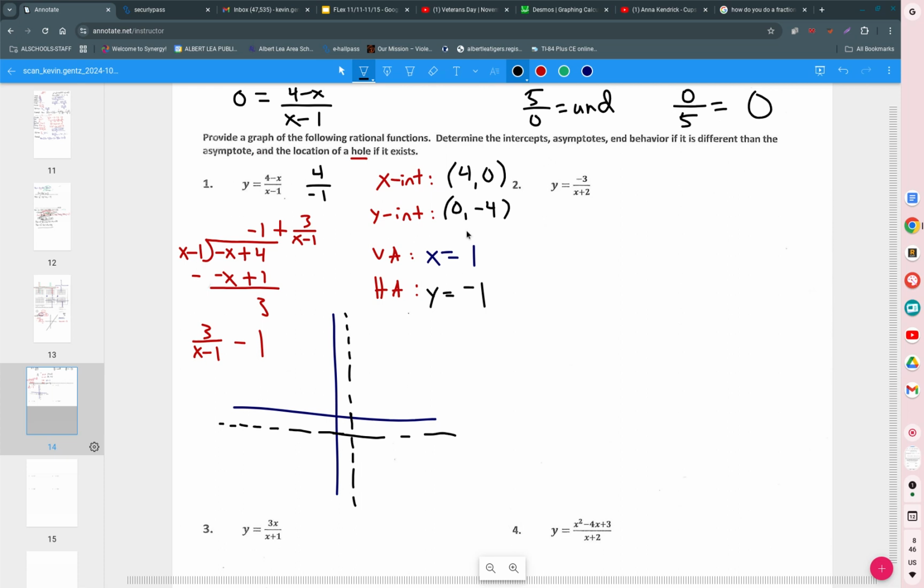So if you want to figure out the x-intercept, just set the top equal to 0, and that's where it is. So I know that this function crosses the x-axis at positive 4, and I know it crosses the y-axis at negative 4. And I have my shape.